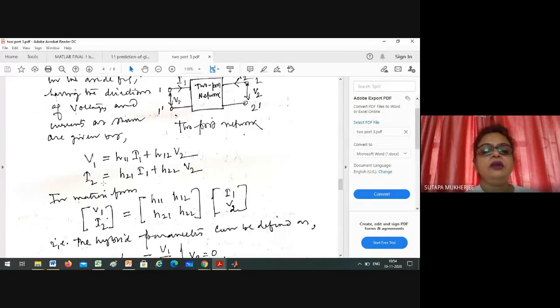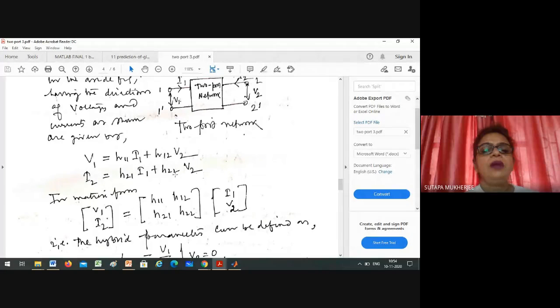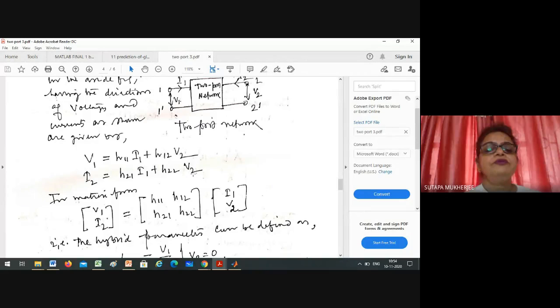I2 by I1, right? H21 is equal to I2 by I1, provided V2 equals 0. Sorry ma'am, I2 by I1, provided V2 equals 0.